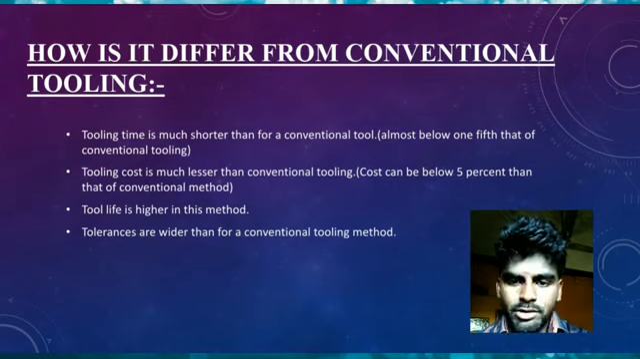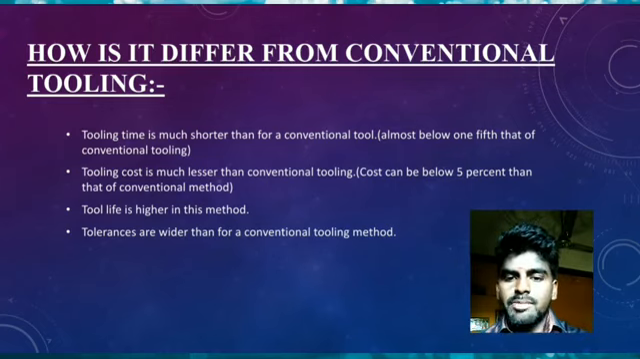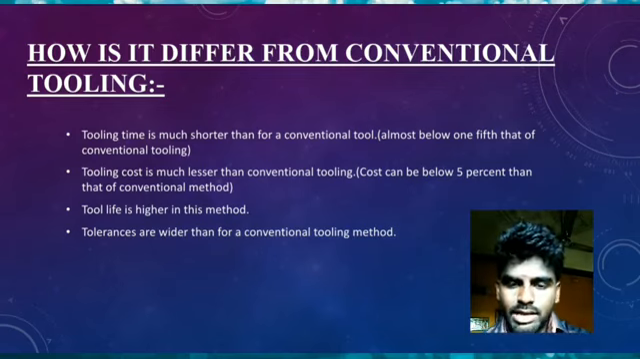Next, laminated tooling. What are the actual advantages of rapid tooling over conventional tooling? Time is much shorter, at most 1/5 of conventional tooling. Cost is below 5% of conventional tooling. Tool life is higher. Tolerances are wider than the conventional tooling method.